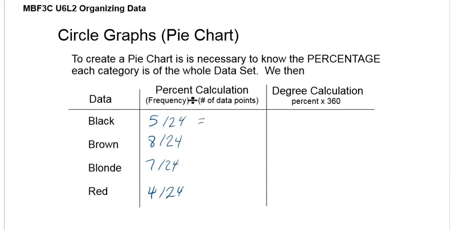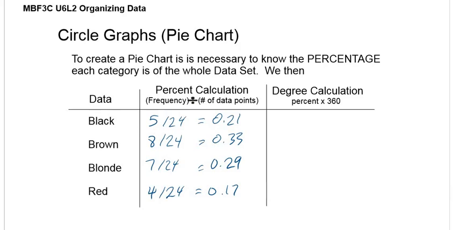And when you punch that into the calculator, you get 0.21 or 21%, 0.33 or 33%, 0.29 or 29%, and 0.17 or 17%. And a good quick double check here, if you did this right, they should all add up to 1 or 100%. So if you add up the 0.21 plus 0.33 plus 0.29 plus 0.17, it should add up to 100%.